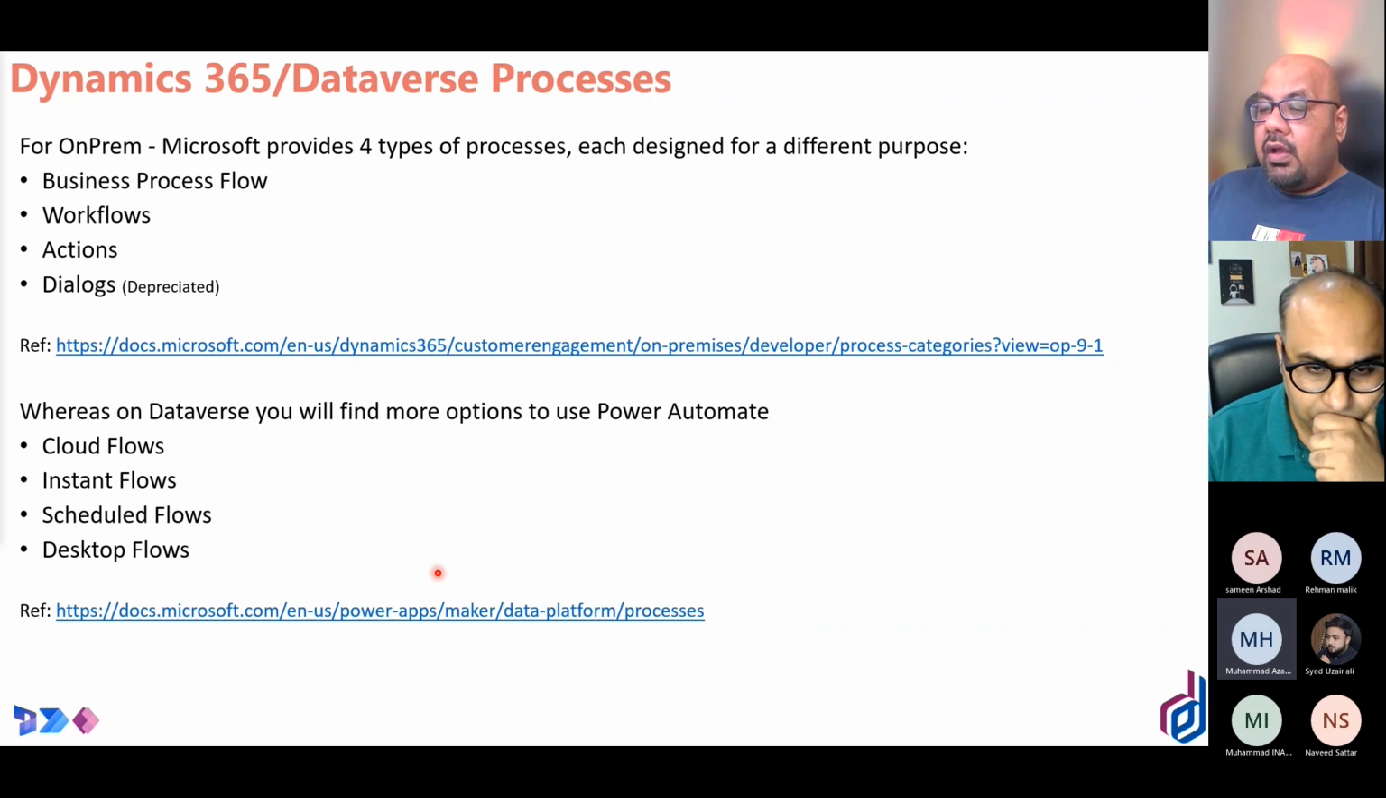And then if we compare it with the online version, you have Power Automate functionality where you can configure four different types of flows: cloud flows, instant flow, scheduled flow, and desktop flow. Desktop flows normally work with the desktop version, meaning if you want to configure any RPA procedure. The rest of them, cloud, instant, and scheduled, are the online ones. So this is what you are going to get there.